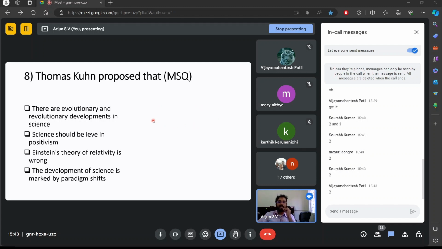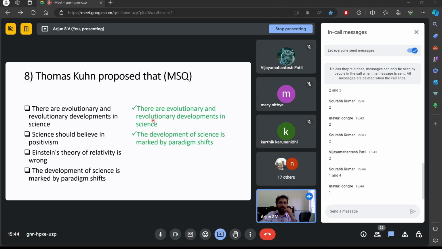Thomas Kuhn proposed that... it's an MSQ. Okay, so Thomas Kuhn, yes, 1 and 4. You are correct that it's 1 and 4. Mayuri is saying 1 and Roshni is saying 4, but these are also half answers.